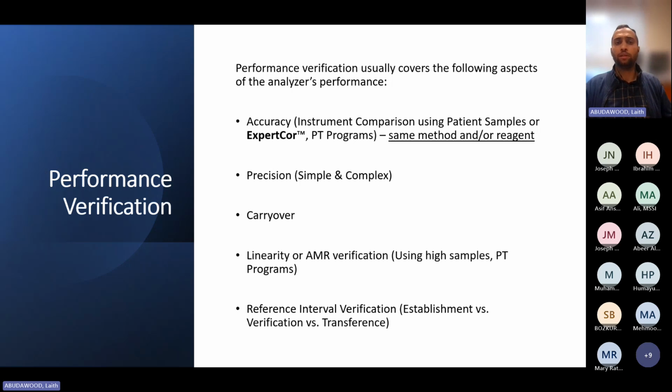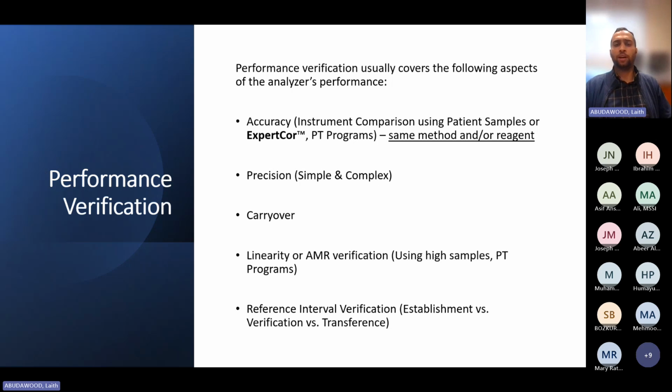Precision simply is composed of simple precision or complex precision. It might sound very technical, but it's not. Simple precision is simply, I get one patient sample or a QC, I run it 10 or 20 times. And I check the CV and SD. Is it within Stago claim or no? Within Stago claim, precision is verified. Simple precision is verified. What's complex precision?